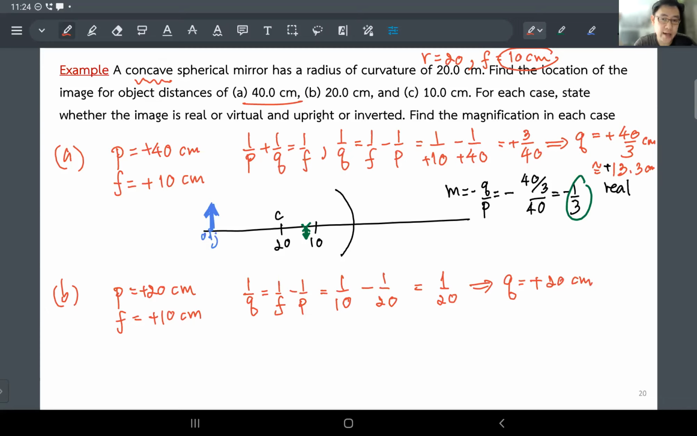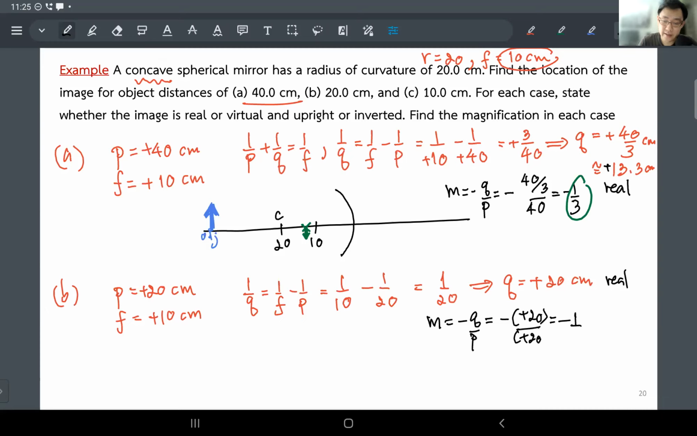Okay, so what you get over here in this case, you get the positive Q. It means that the image is going to be real. So this means your image will show up in the front. What about the magnification? M is going to be minus Q over P. Q is positive 20. P is positive 20. It's negative 1. So what do you get here? You get pretty much the exact same size as the object.